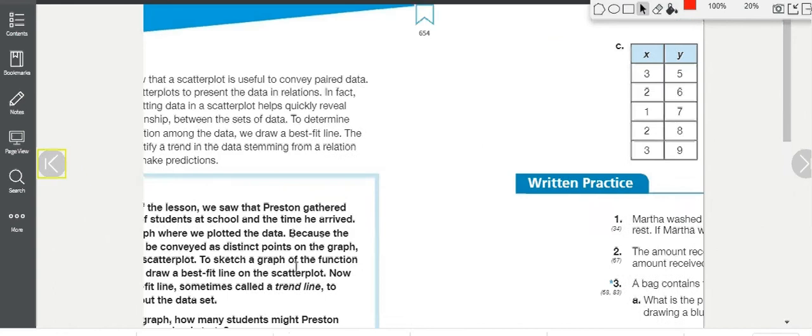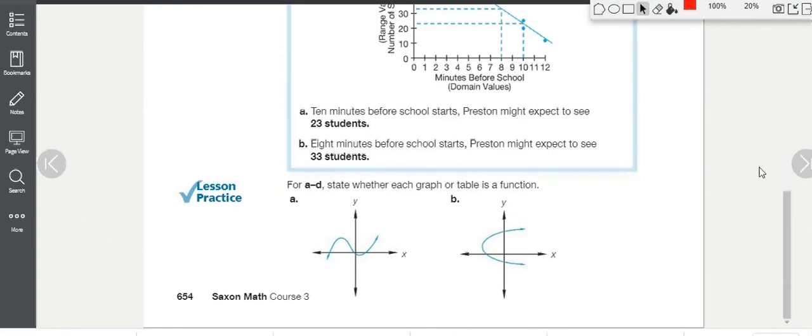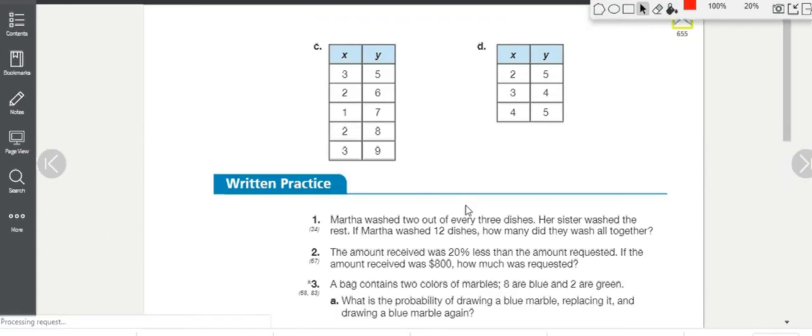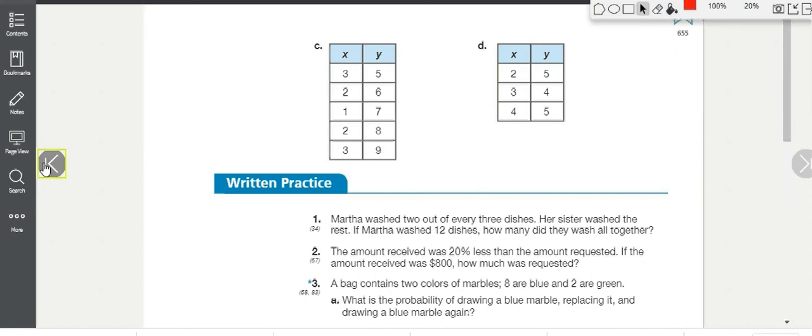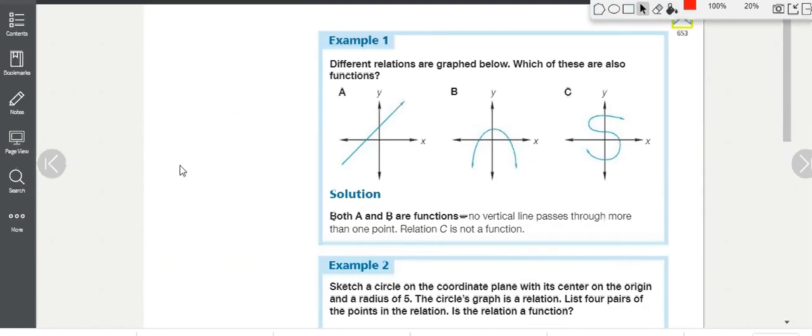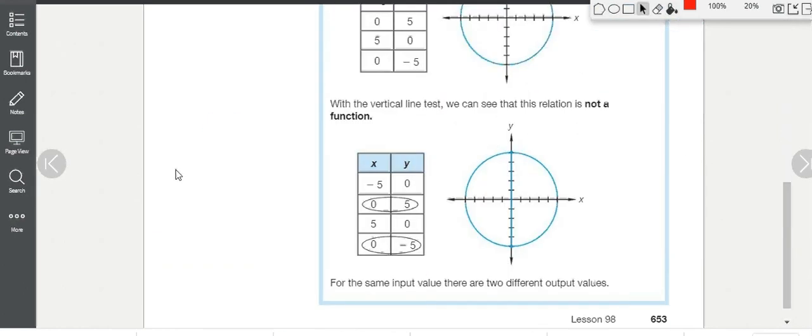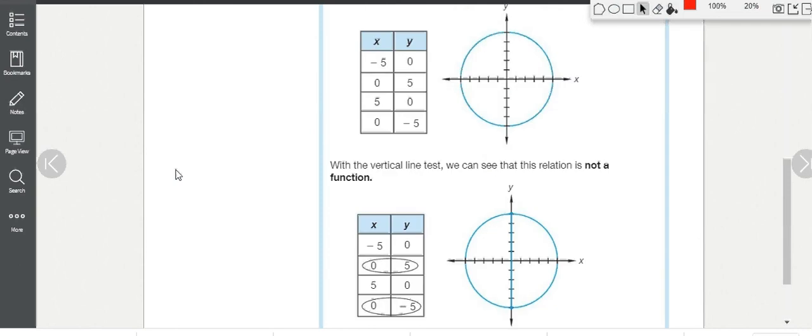And then it looks like C and D want you to use the table to decide if it's a function. I'm going to have you do both of those too. To determine if it's just a relation or if it's also a function, remember we're using the test: do we have 0 being the same thing, or is 0 only ever 0, the input only ever 7? This was like, especially when we did this one, the points of a circle.